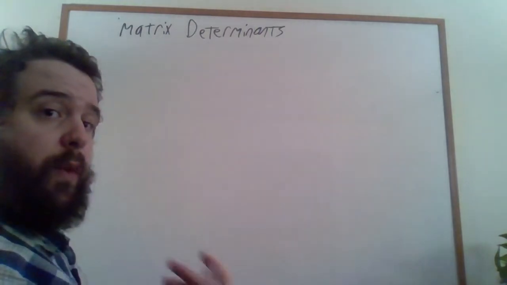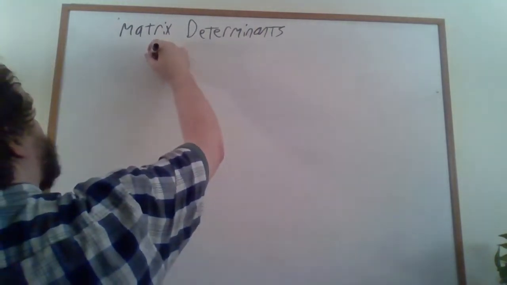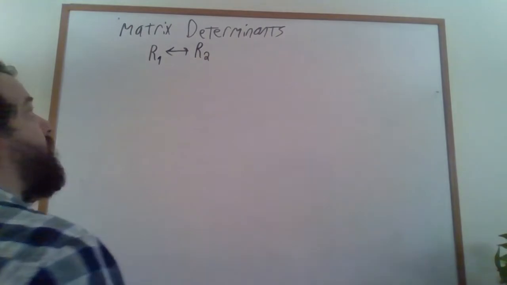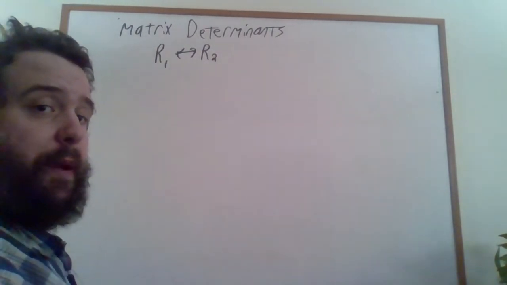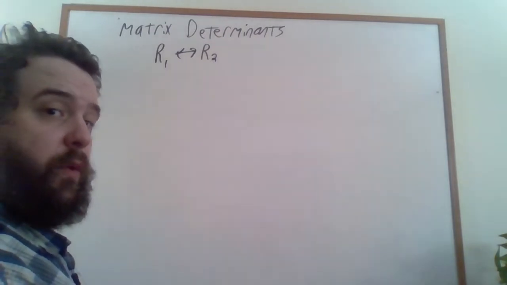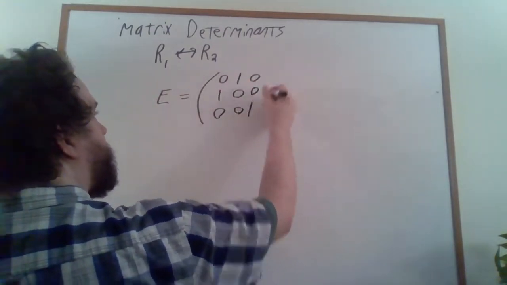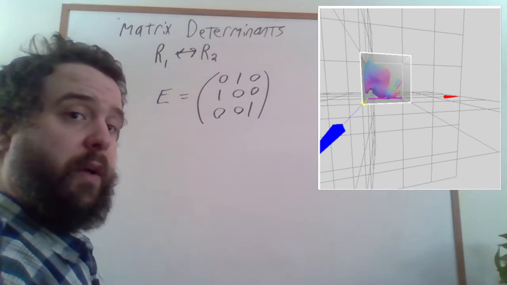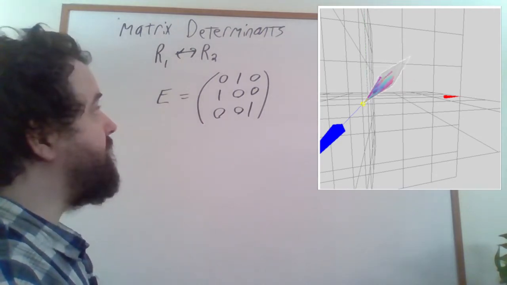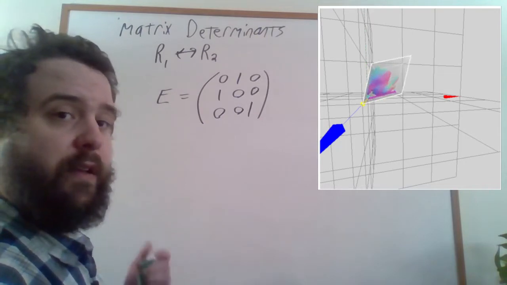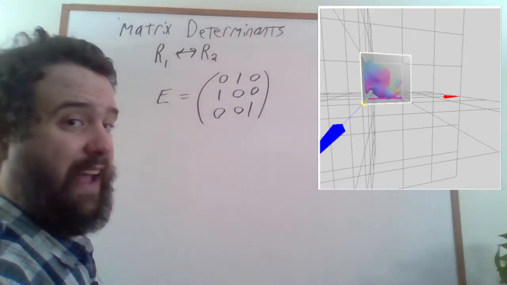Finally, if we have a row operation that interchanges two of the rows, its matrix can be found by taking the identity matrix and interchanging two of its rows. Geometrically, this corresponds to mirroring over the plane y is equal to x, and because we have mirrored it, that means that the determinant is -1.